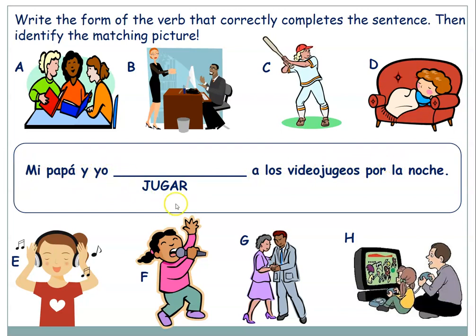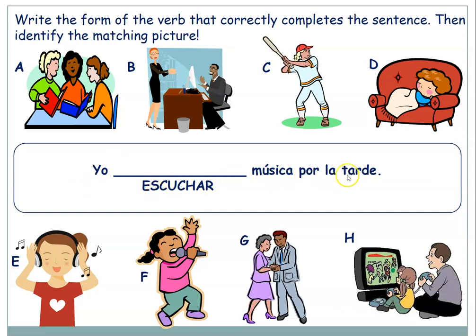Mi papá y yo blank a los videojuegos por la noche. My father and I play the video games at night. So we have to change jugar to match mi papá y yo. Recuerda, remember when I said that whenever you include yourself, it is la forma nosotros. I'm going to drop the AR and I'm going to add the appropriate ending, which is amos, A-M-O-S. Mi papá y yo jugamos a los videojuegos por la noche.